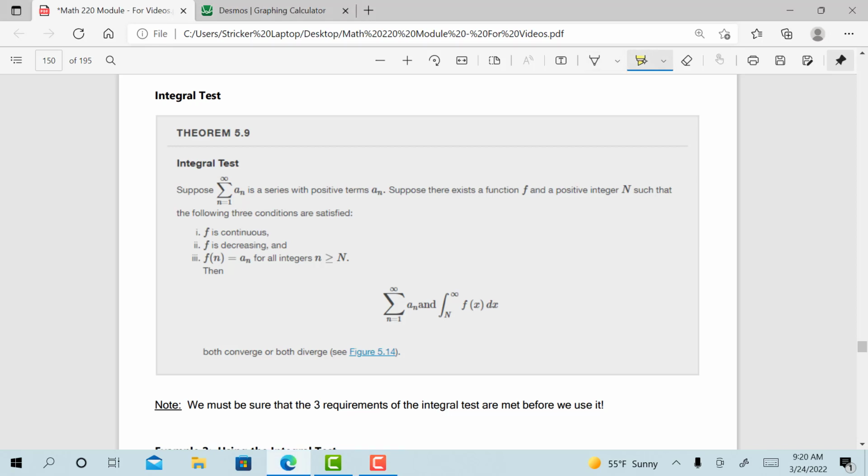All right, welcome back. In the last video for this section, we talked about the divergence test, and in this one, we're going to talk about another test called the integral test. So let's go ahead and see what's going on here.